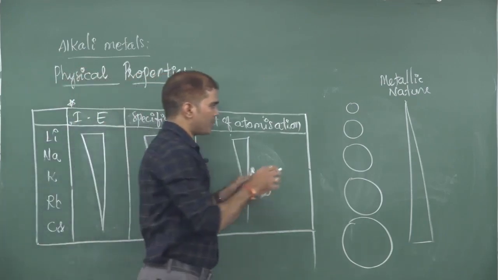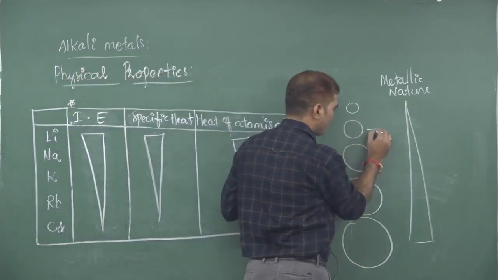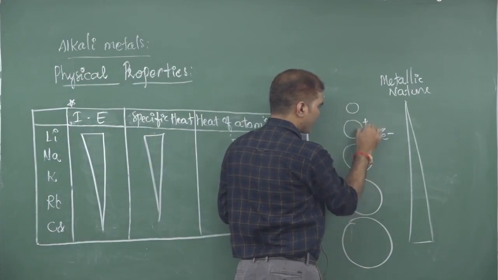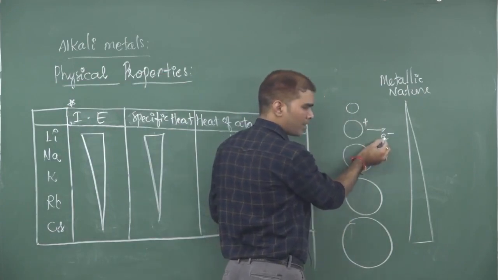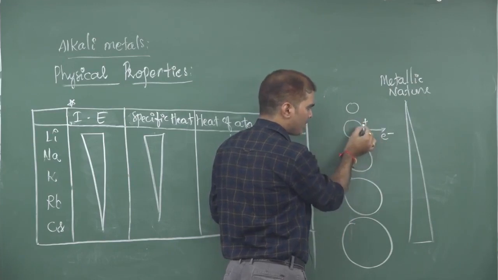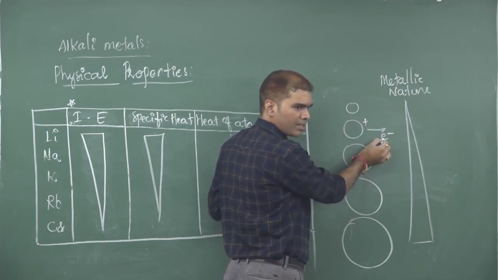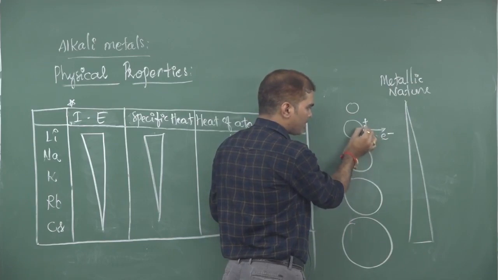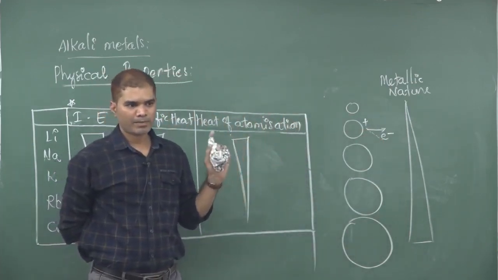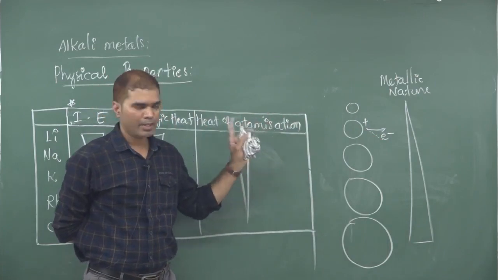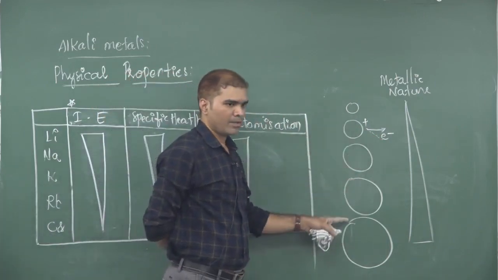Okay? So suppose if I am giving you a metal, it has lost an electron, it has become positively charged. Now this positively charged metal will attract the negatively charged electron. There is an electrostatic force of attraction, that we call it as metallic bond. It is called as metallic bond. So metallic nature is slowly increasing.